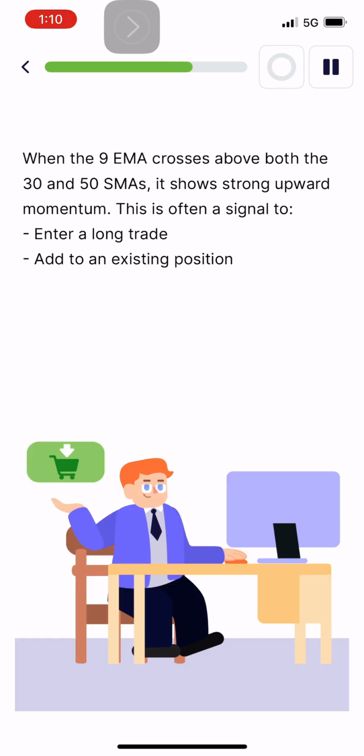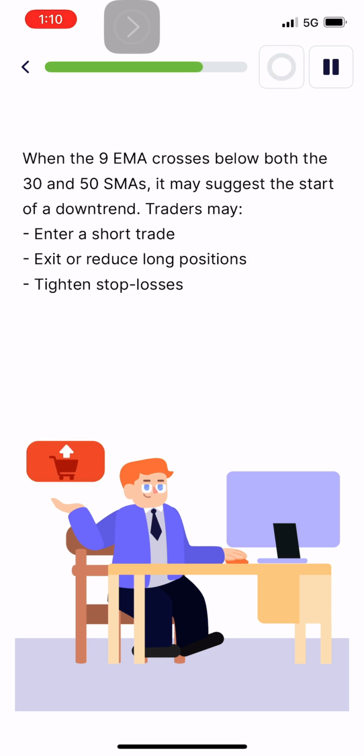When the 9 EMA crosses above both the 30 and 50 SMAs, it shows strong upward momentum. This is often a signal to enter a long trade or add to an existing position. When the 9 EMA crosses below both the 30 and 50 SMAs, it may suggest the start of a downtrend. Traders may enter a short trade, exit or reduce long positions, and tighten stop losses.